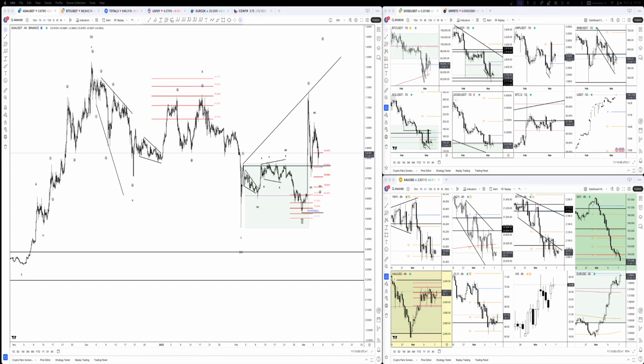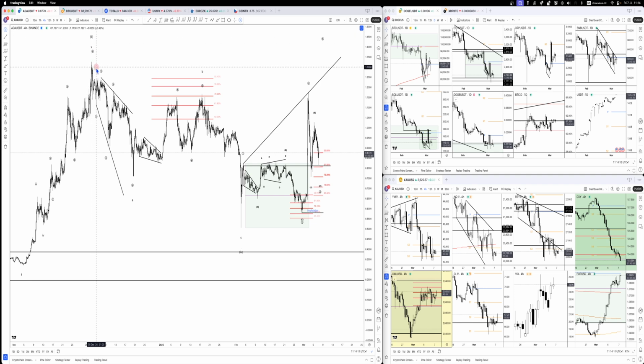This time I want to take a look at ADA USDT 4-hour on Binance because I think the chart is prepping up for a good trade. Let me explain. Since the top that was made early December, price completed a 5 of 5 of 3 Roman number in bracket.